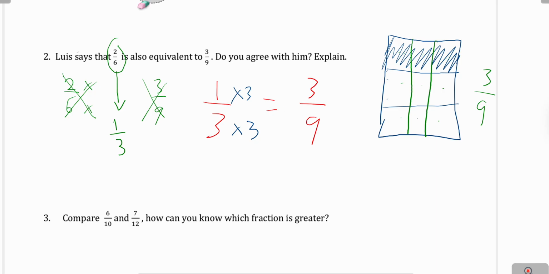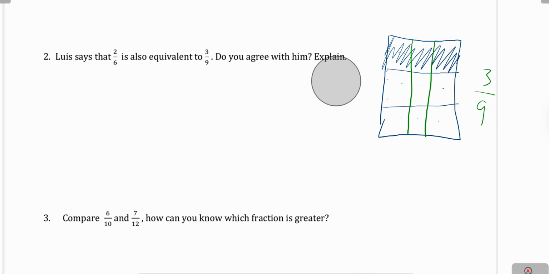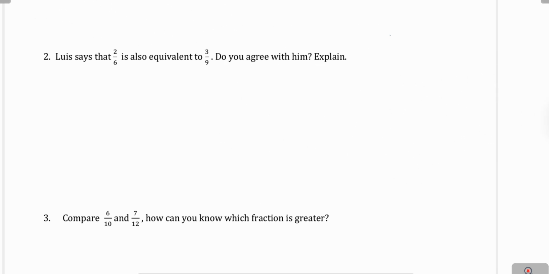Another way to look at all of this is that you can simplify both of these into the same fraction. So can we generate the same equivalent fraction for both? We have 2/6 here, and we have 3/9 here, because Luis says they're equivalent. We have to test it out. Let's generate an equivalent fraction by using division this time. Divided by 2, it equals 1/3.